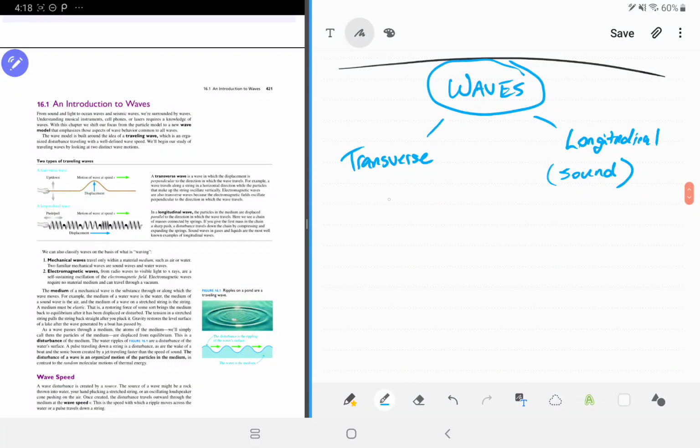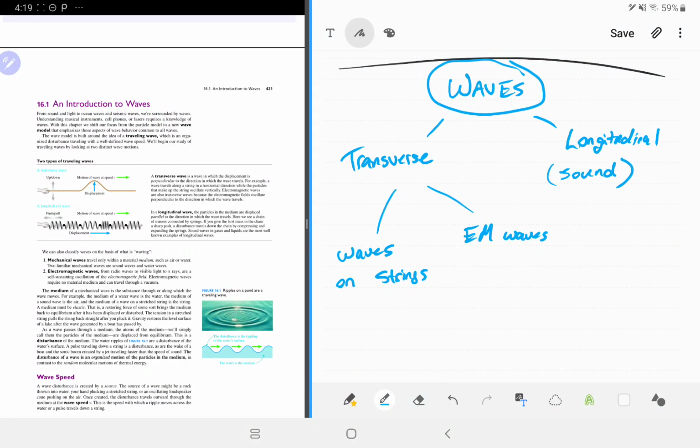So there's three main waves that we're going to look at. The sound is the only longitudinal one. For transverse, we have two main examples. So one is going to be waves on strings, like this jump rope example right here. And then another one is E&M waves.